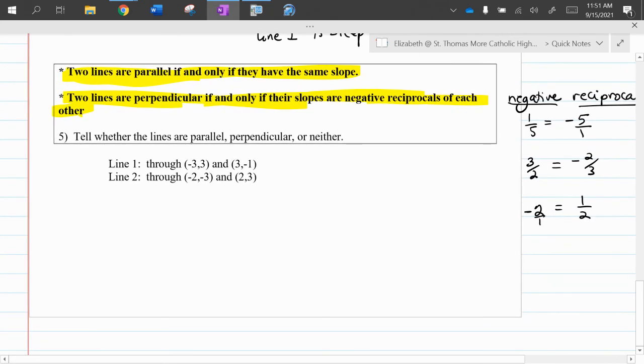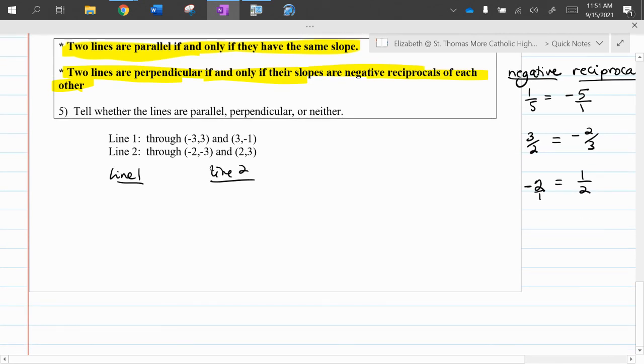Okay, so it says tell whether the lines are parallel, perpendicular, or neither. So we've got line 1 passing through 2 points and then line 2 passing through 2 points. Let's find the slope of line 1, and then we'll find the slope of line 2, and then we'll determine whether they are parallel, perpendicular, or neither one. So m is equal to negative 1 minus 3 over 3 minus negative 3. That would be negative 4 over 6, which is negative 2/3. So the slope of line 1 is negative 2/3.